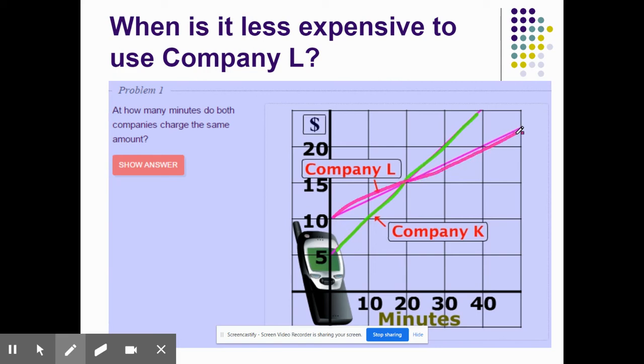So what it's really asking you is, when are the Y values for company L less than the Y values for company K? Well, if you take a look at the beginning here, company K Y values are less than company L. So that's not the answer. But if you go up to this portion up here, these Y values for L are less than the Y values for K. So here, company L is less than company K. So when you go over 20 minutes, company L will be the less expensive company to use.